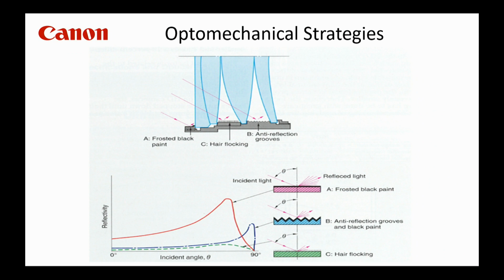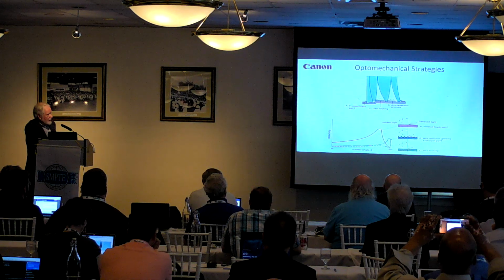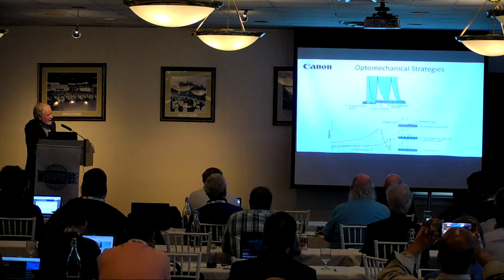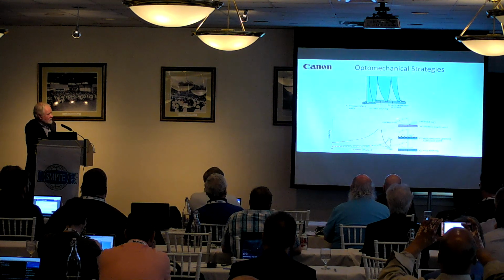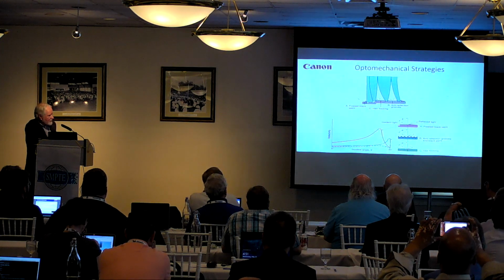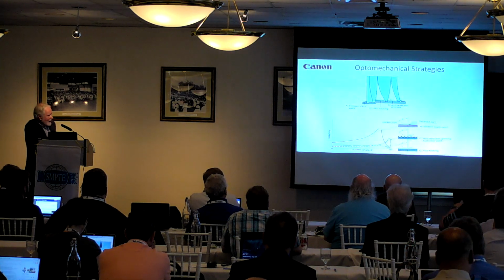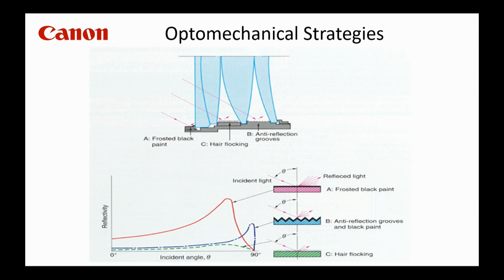Some of the strategies, as well as optical, we do a lot of optomechanical strategies, because one of the most troublesome places for reflections is the mounting, where the lens element is mounted. Funny things can happen down here, and light leaks, etc. So we rely on things like, we call them black paint, special paints, flocking, and serrations, anti-reflection processes. These are all part of the secret sauce of each of the lens manufacturers, and it all gets much more important with HDR.